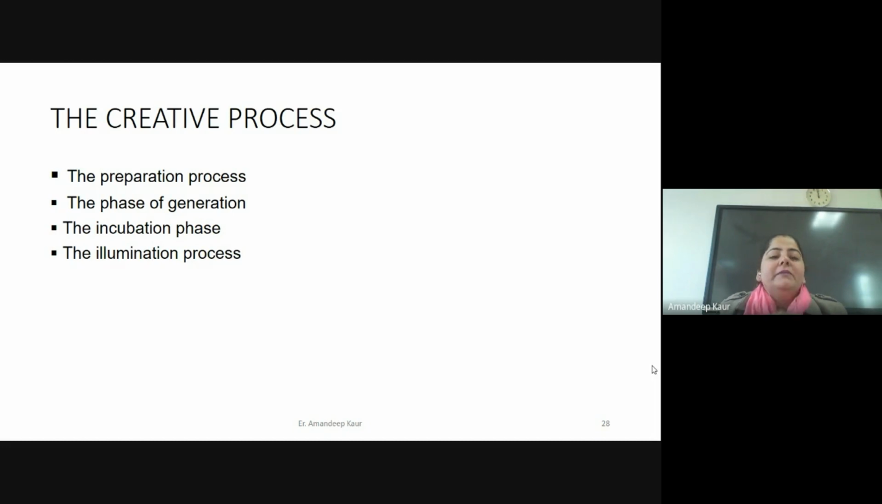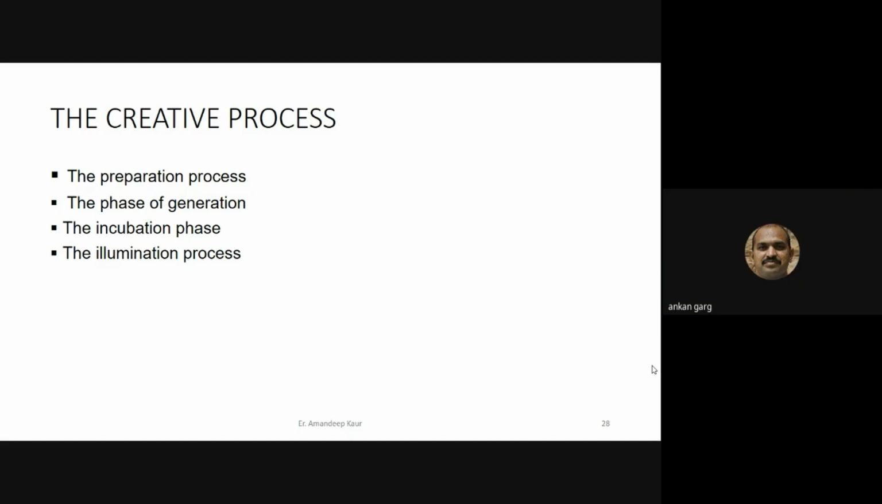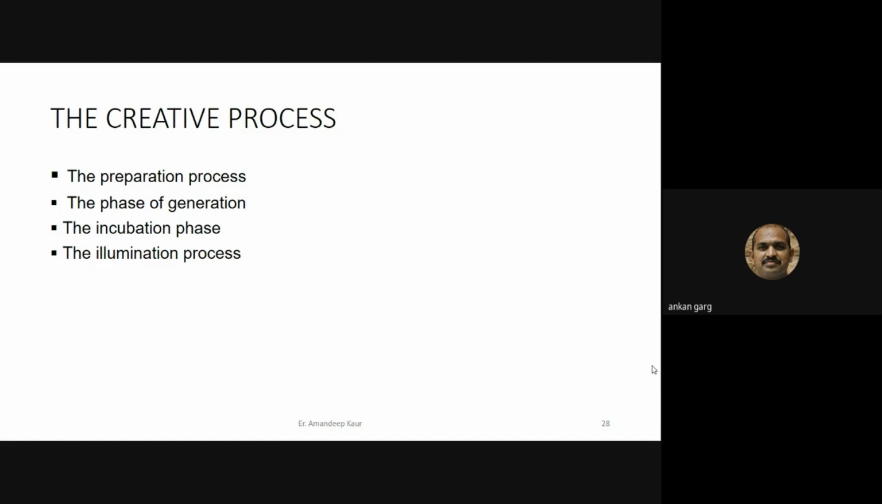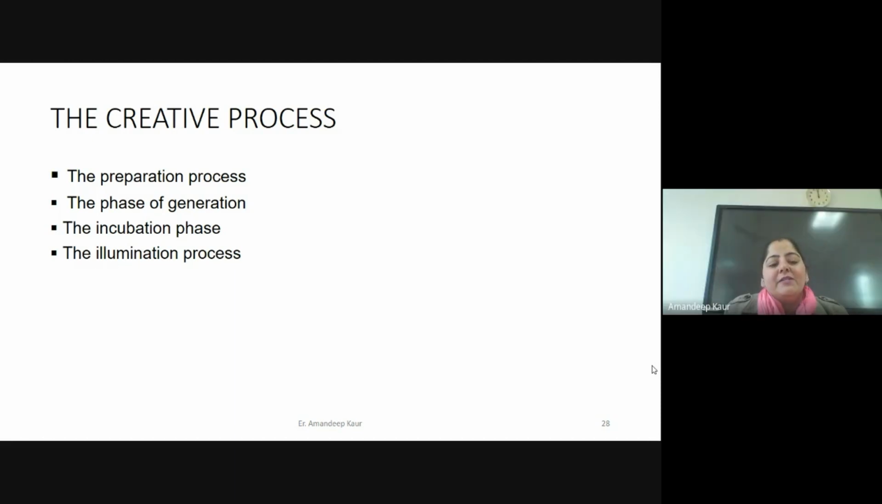Yes, any member? Can you please repeat it, ma'am? How can we prepare our students to be more creative at institute level? So what will be the preparation process that we need to follow at institute level? More creative at institute levels.